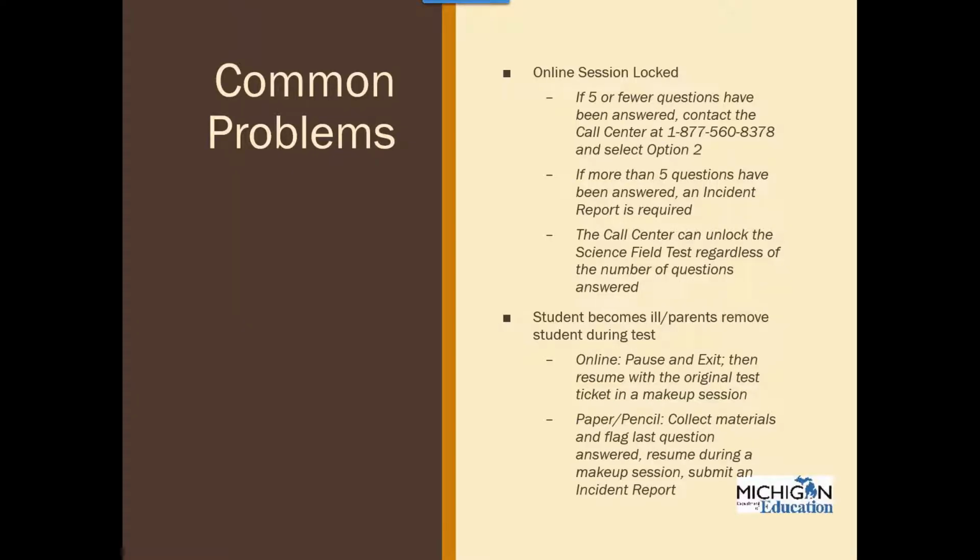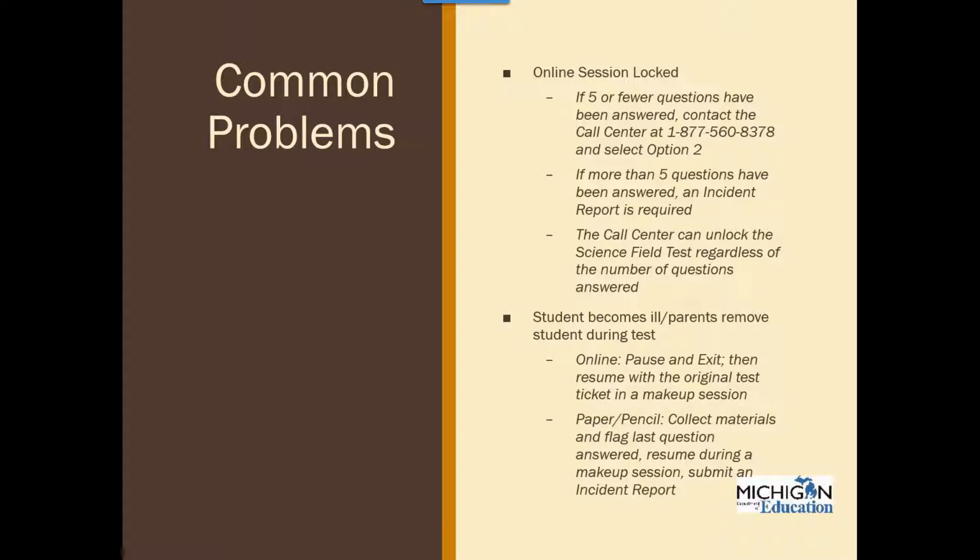Perhaps the most common problem that happens in the online administration is a student submitting a test before completing it. When this happens, if there are 5 or fewer questions answered, contact the call center at 1-877-560-8378 and select option 2. If there are more than 5 questions answered, then an incident report is required. On the science field test, those can be locked by the call center regardless of the number of questions answered.